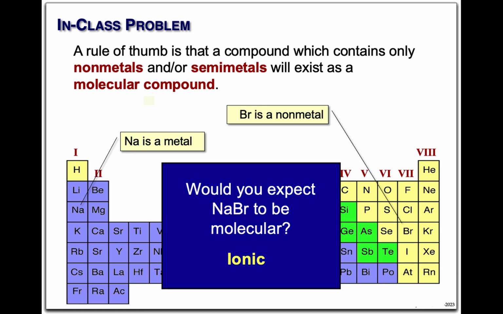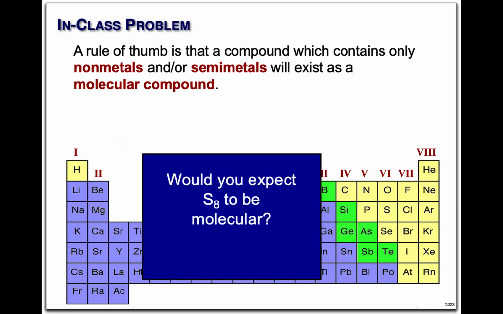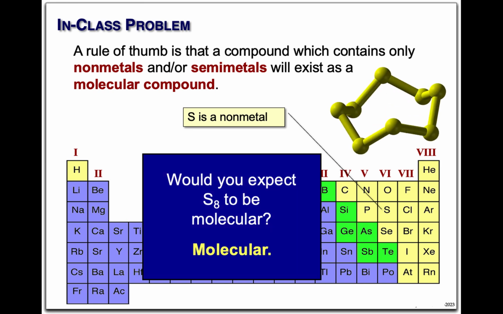How about this? I said that chlorine existed as a diatomic molecule. Two chlorines stuck together, right? Well, sulfur exists as 8 sulfur atoms stuck together. Is this molecular or is it ionic? Sulfur is a nonmetal, therefore this is a molecular compound. Looks like a little crown, kind of cute. Each of these are covalent bonds.